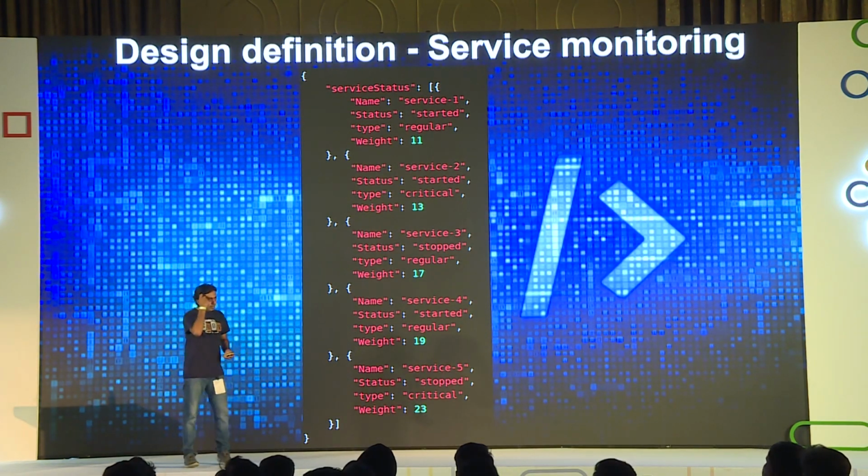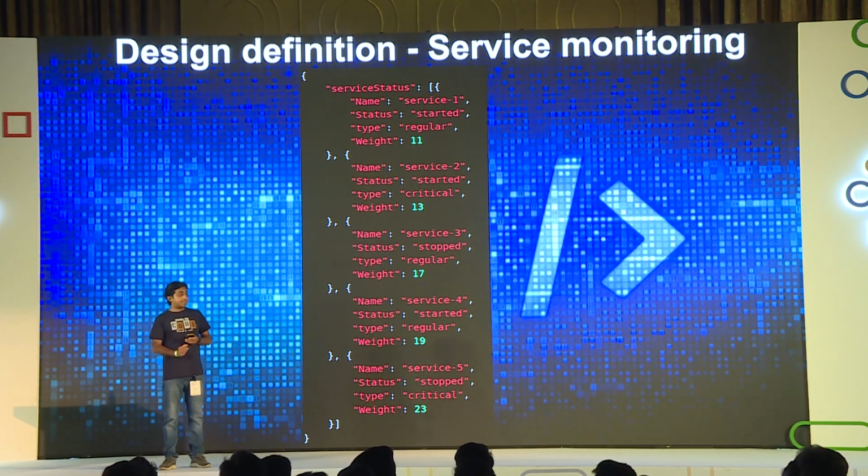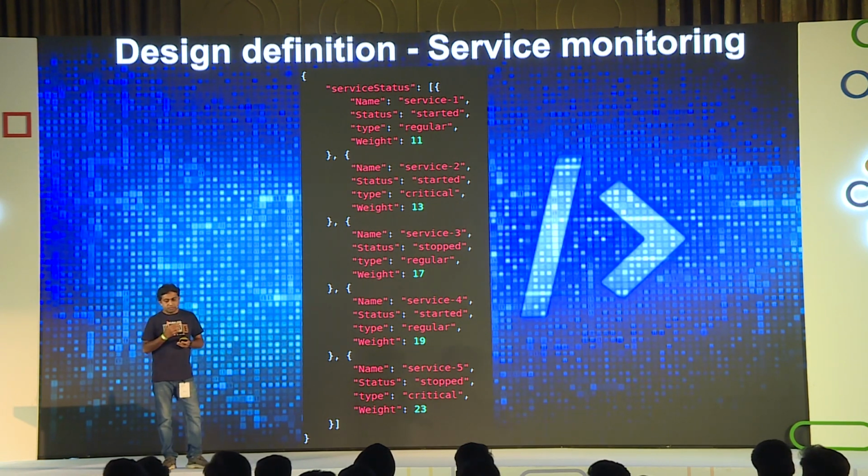So here again, going back to JSON, nothing fancy. I have a JSON array of service status, which has the name, service 1, service 2, whatever. It could be any service, any process. It shows the status, and then a type, and then a weight. So if my process is a critical process, and it is dead for a certain amount of time, you can see that service number 5 is a critical process and it's been stopped.